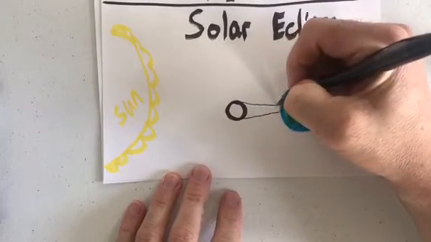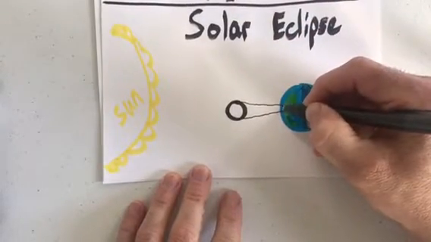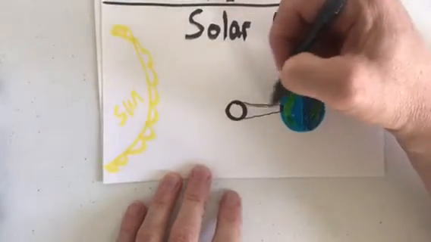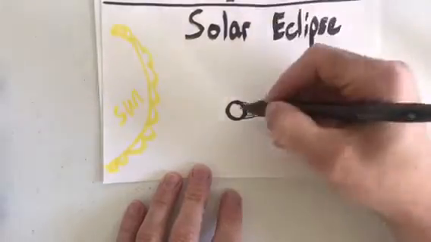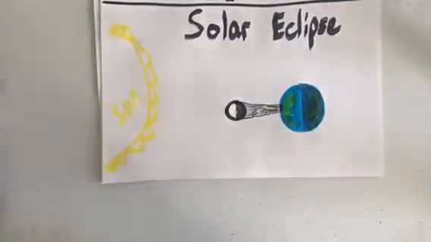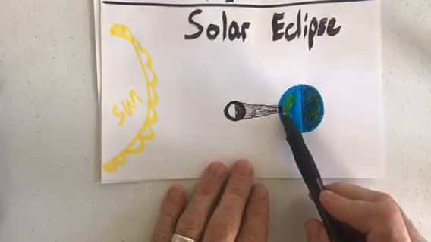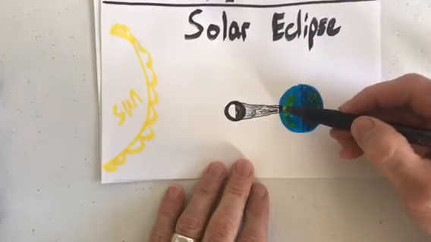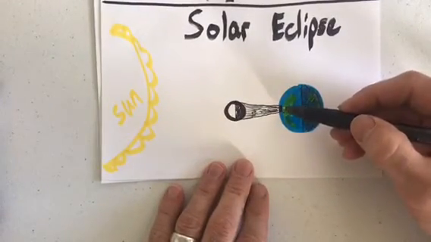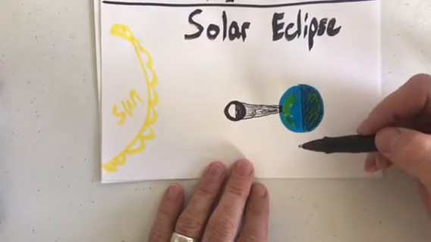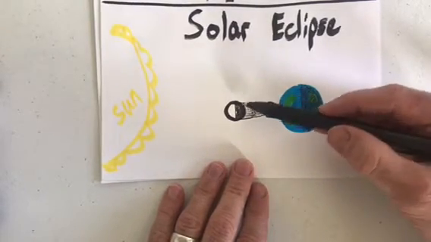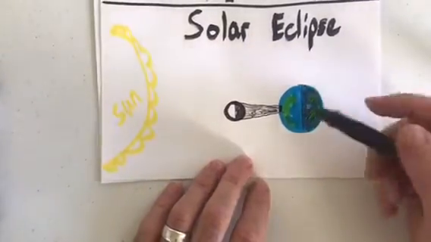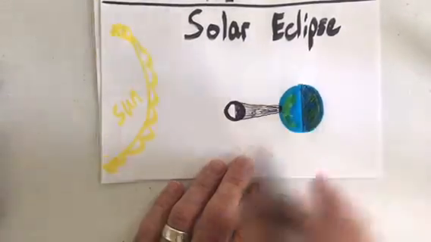Alright, and for this particular one, the moon casts a smaller shadow onto the Earth. So we would see this during the daytime, and if you notice, only a small portion of the Earth would be able to see a total solar eclipse. We might be able to see a solar eclipse from up here, but it wouldn't be a full solar eclipse at this location for this particular solar eclipse.